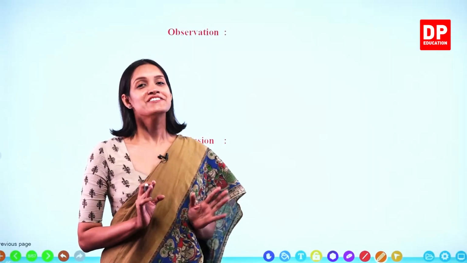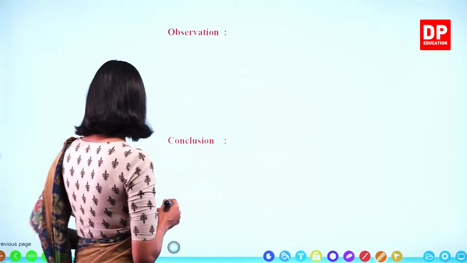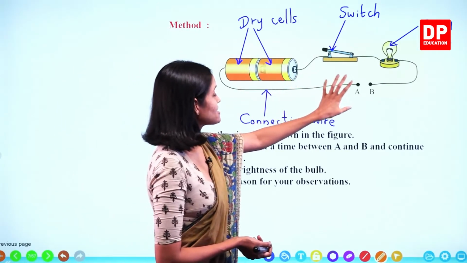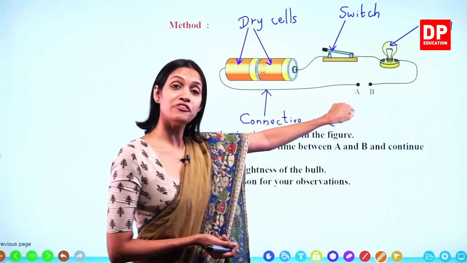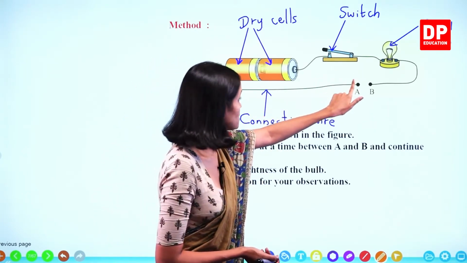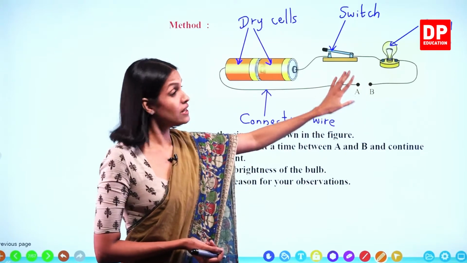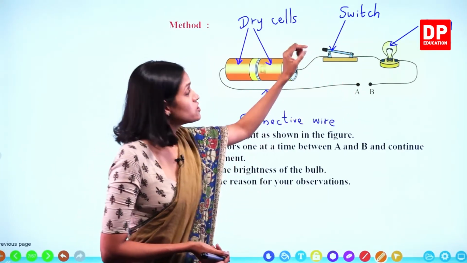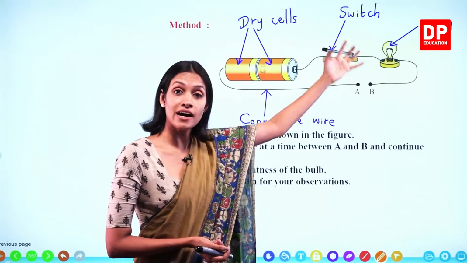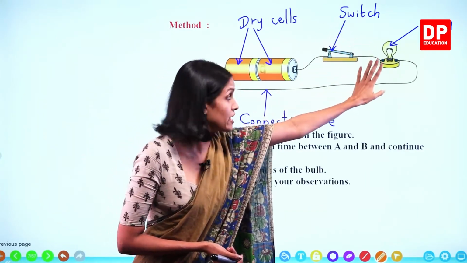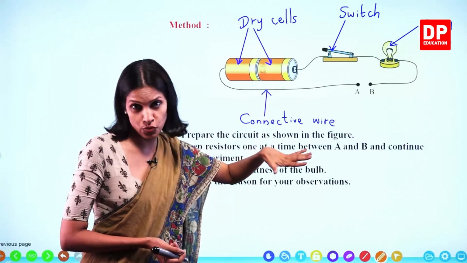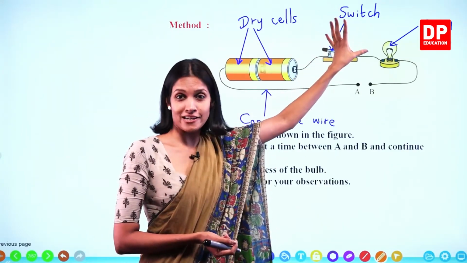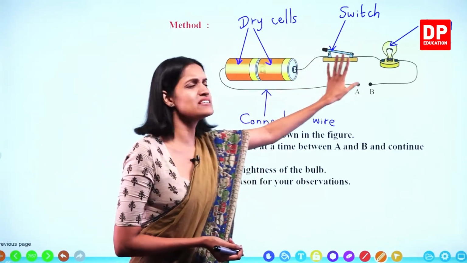Right. So you observed what happened. So how did we do this activity again? We made the circuit like this, and when we connected different resistors with different values in between A and B, what happened? At different instances, the brightness of the bulb is different. So when the value of the resistor is higher, what happens to the brightness of the bulb, children? It is lower, right? When the resistance is less, the brightness is high. Okay, so why does this happen again?